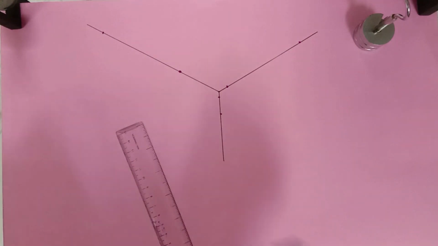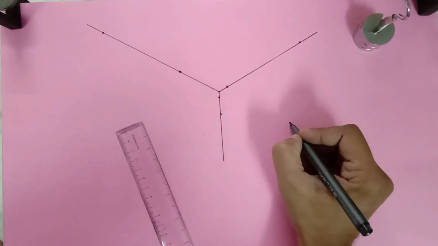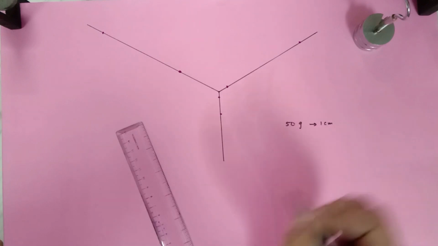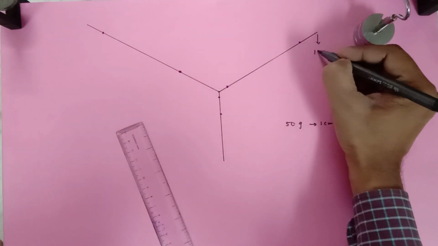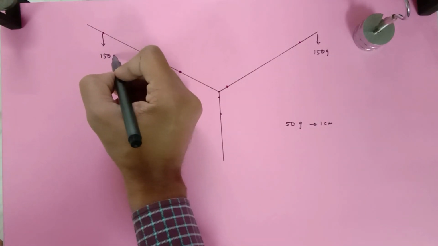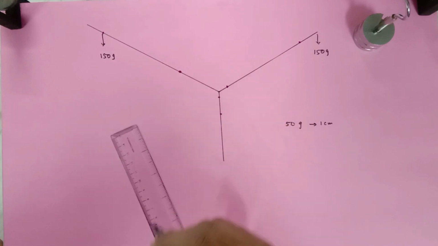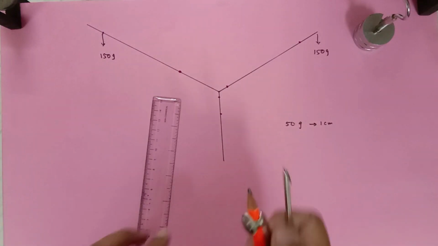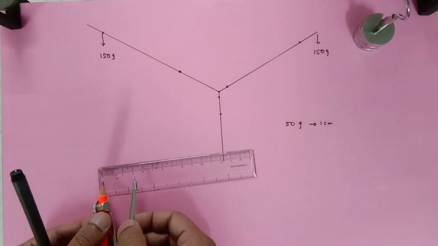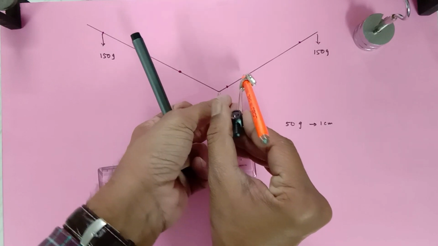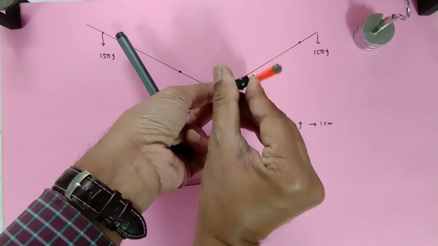Now I'm going to take a convention that say 50 gram is 1 centimeter. So on both sides, here we had 150 grams, here also we had 150 grams. We don't know what is the weight over here, and I'm going to take 50 grams as 1 centimeter. So 150 grams means 3 centimeters. So on the scale I am going to take 3 centimeters. By taking this as the center, I am going to draw an arc like this.